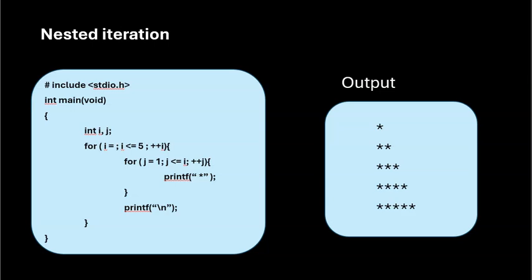Now we have nested iteration. That means inside one iteration, we can have another iteration. Here in this code, we have 2 for loops. That means one inside another one. You can try out this code and the output will be like this, a star pattern, as we print here a star.